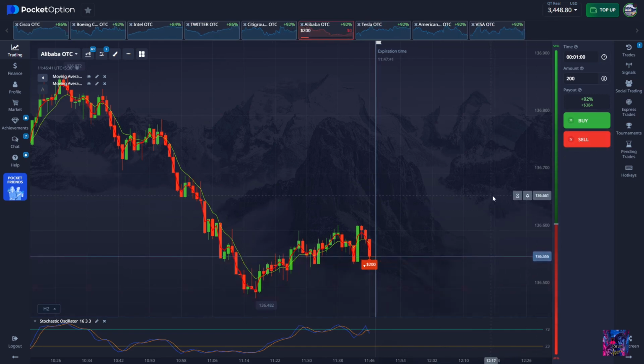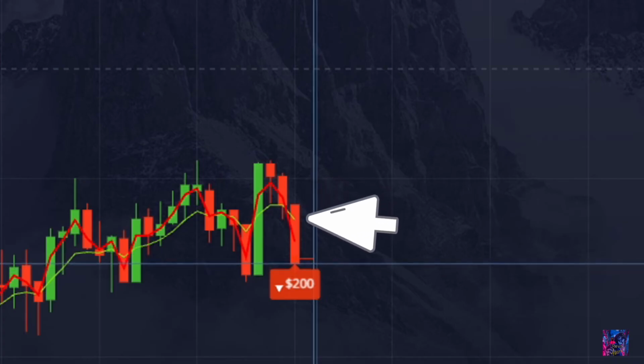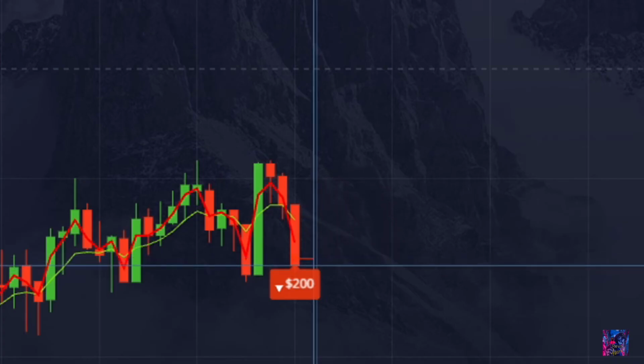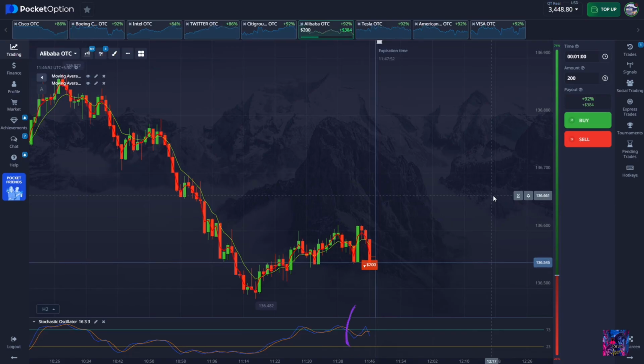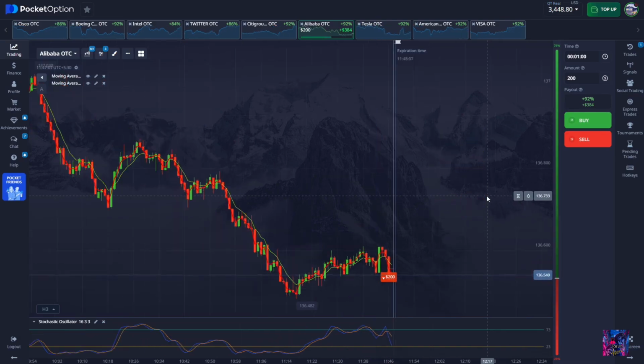We have chosen to take a down trade because the red line of the moving average crossed the green line of the moving average in the downward direction, as well as the stochastic oscillator is also showing that the market should go down because the lines of the stochastic oscillator also crossed in the downward direction. That's why we took a trade here, and a red candle is formed here in a very good position.